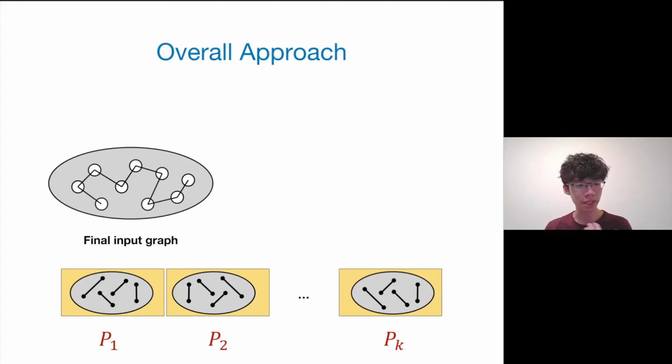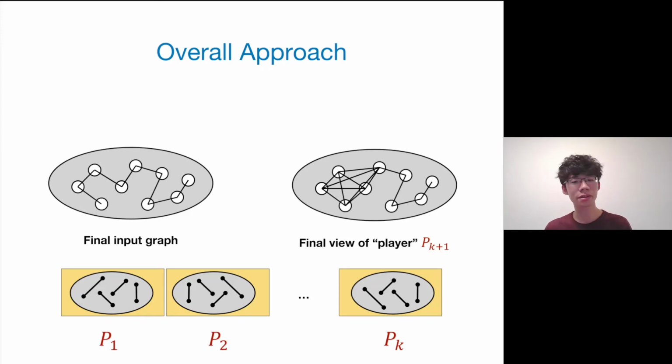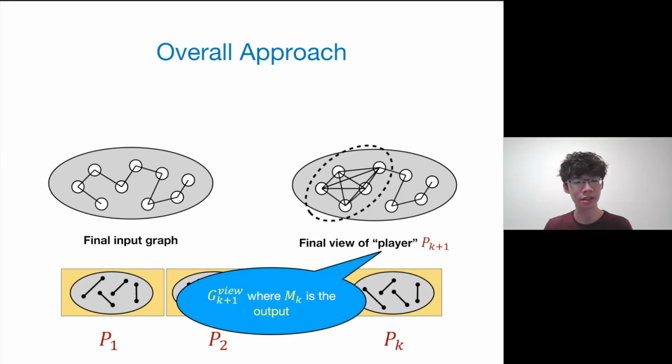Okay, so for example, if the final input graph, which is the union of the input graphs to the k players, looks like this, then the final view of player k+1, which is just for notation, is going to look something like this. So this is our goal, right? It's going to have lots of extra edges, and importantly, our goal is that there's going to be a very dense part of this graph as well.